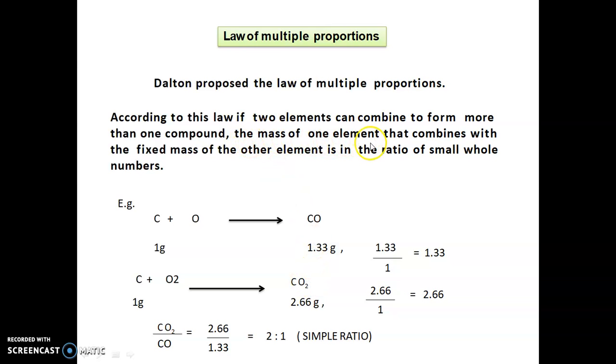So the mass of one element, it comes out to be 1.33, and the second is 2.66. The mass of one element that combines with the fixed mass of the other element is in the ratio of small whole numbers. If you take the ratio of CO2 to CO, you get 2:1, which is the simple ratio.